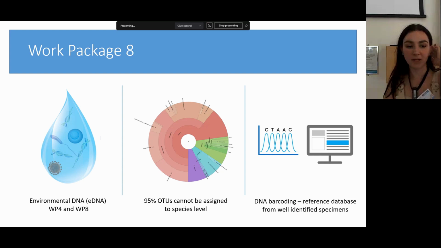So then moving on to work package 8. For the environmental DNA samples that were collected in work package 4, 95% of the operational taxonomic units, so the species, could not be assigned to species level. And this is why we wanted to build on this DNA barcoding database as a reference database to maybe identify some of these OTUs that weren't identified. And then also some eDNA samples were taken in work package 8 as well.